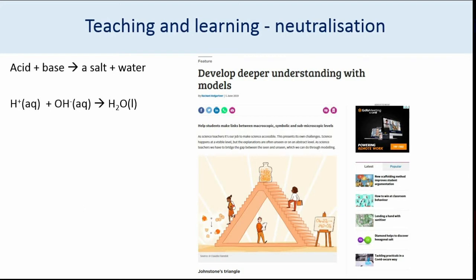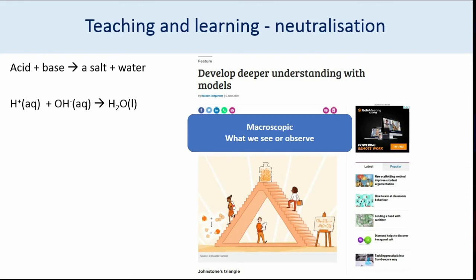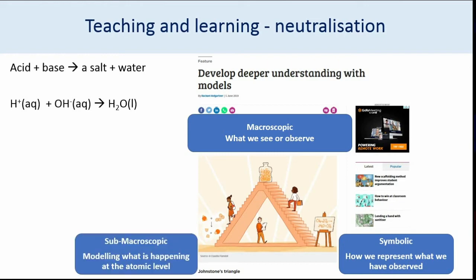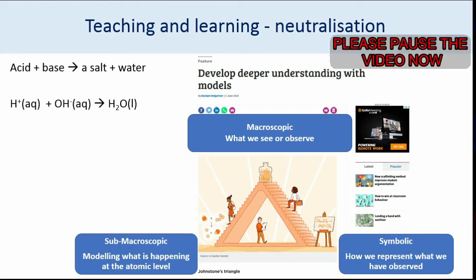Alex Johnson suggested that chemistry knowledge is understood at three fundamental levels, or representations: the macroscopic, the symbolic, and the submicroscopic. The macroscopic is found at the top of the triangle. This is what we see or observe. The symbolic level is at the bottom right. This is what we use to represent what we have observed, through, for example, word or symbol equations, mathematical formulae, graphs or diagrams. The submicroscopic level is at the bottom left, and this is what is happening at the atomic level. We need to use models to describe this.